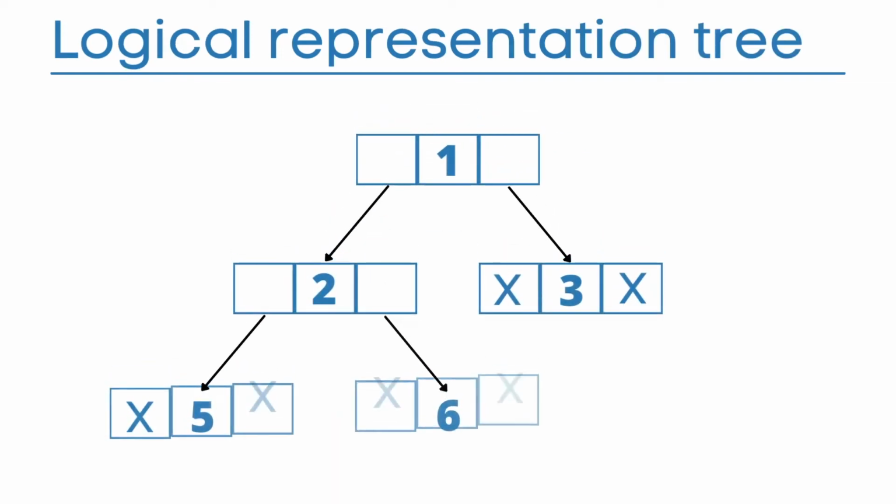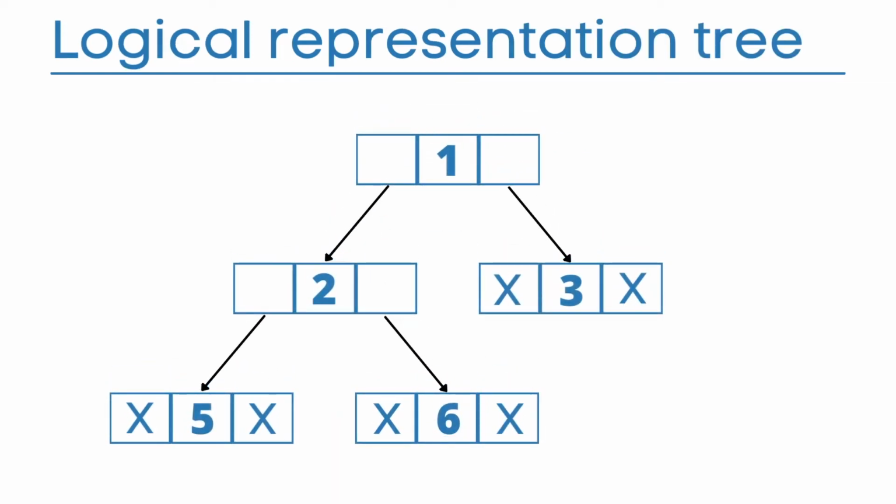Now we will see the logical representation of the tree. This is the logical representation of the tree we saw till now. Node 1 contains 2 pointers, the left and right pointer, pointing to the left and right node respectively. Node 2 has both left and right nodes, therefore it has 2 pointers. Nodes 3, 5 and 6 are leaf nodes, so all these nodes contain null pointers on both the left and right.